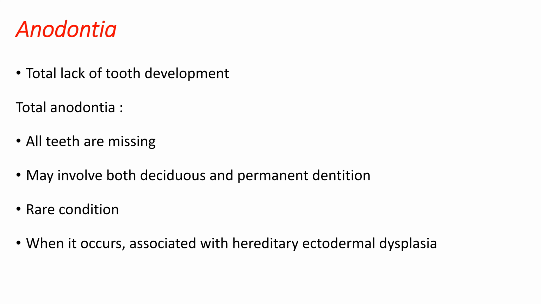First is anodontia. Anodontia means there is total lack of tooth development. It may be of two types, total anodontia or partial anodontia. In total anodontia, all teeth are missing. It may involve both deciduous and permanent dentition, and this is a very rare condition, but when it occurs, it is frequently associated with a more generalized disturbance, that is hereditary ectodermal dysplasia.